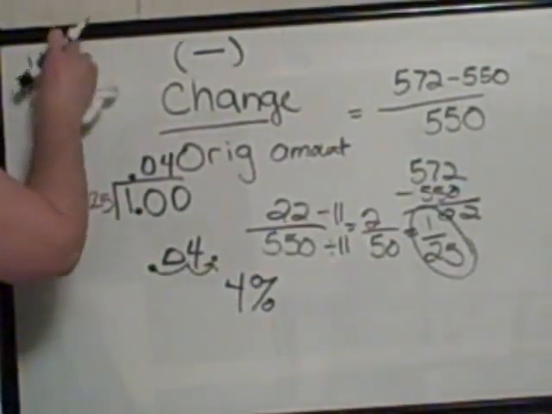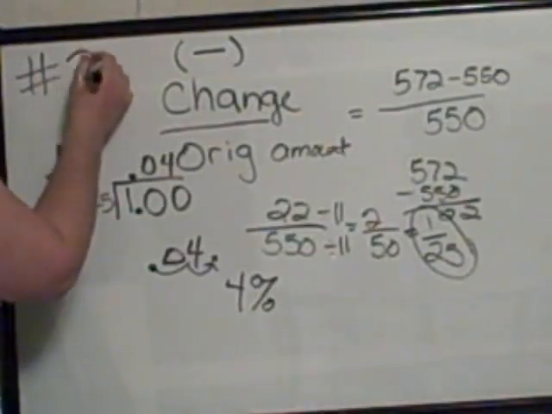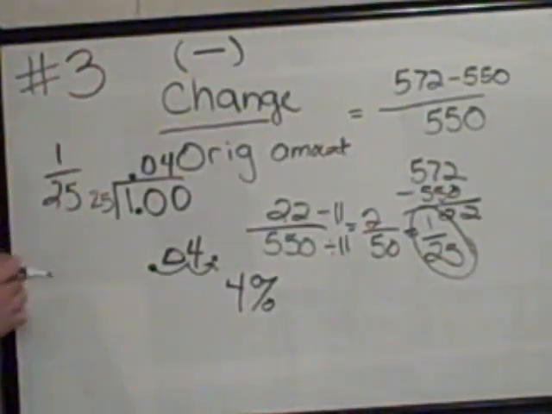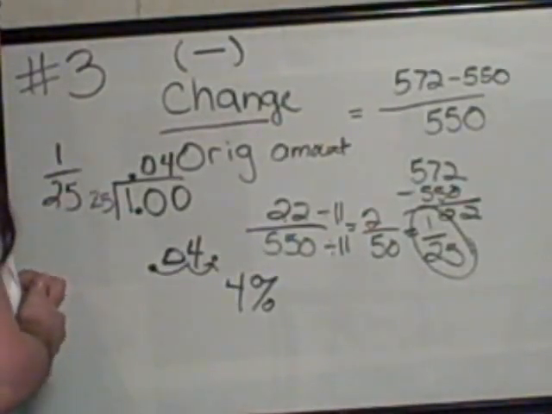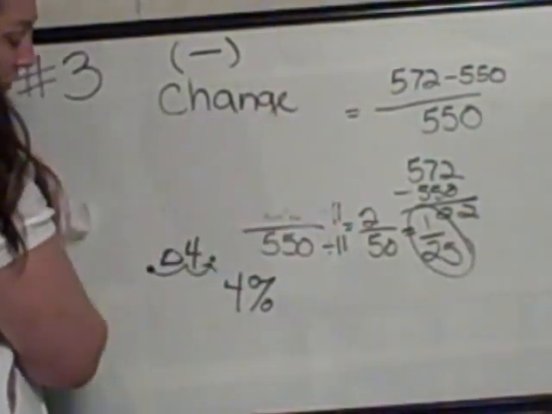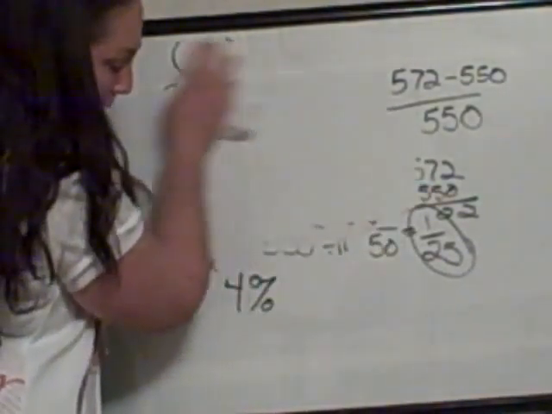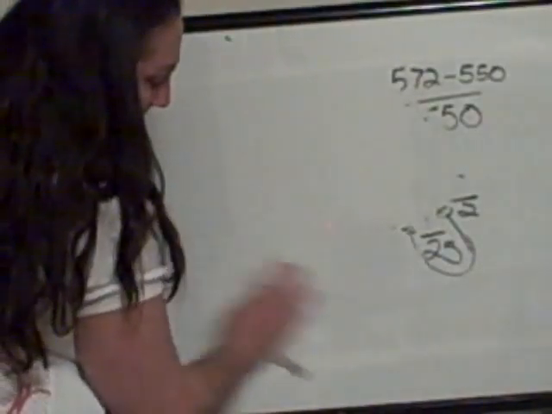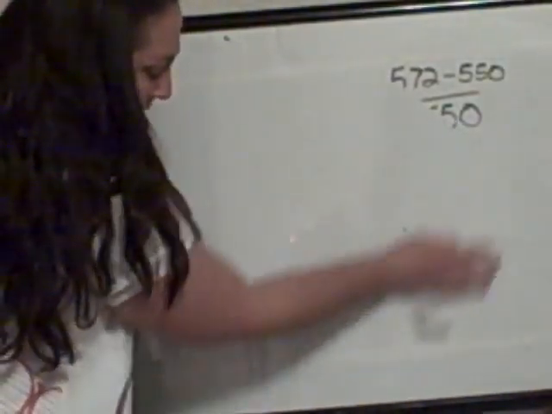Let's take a look now at number 3. Number 3 says, when a 6-foot fence casts a 10-foot shadow, a pine tree casts a 65-foot shadow. How long is the tree?